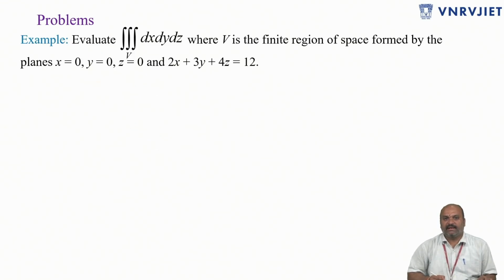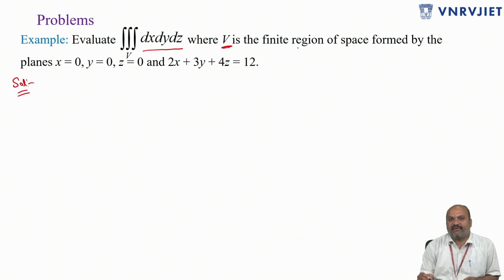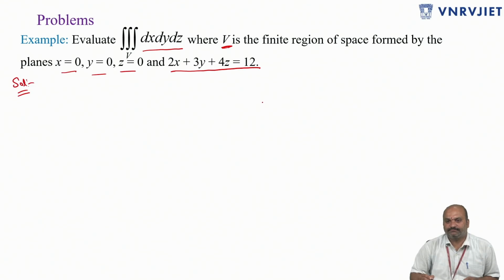Next, suppose the limits are not given, how do we identify the limits and evaluate the triple integral? We'll see one problem on this. Evaluate the triple integral over V of dx dy dz, where V is the finite region of space formed by the planes x equals 0, y equals 0, z equals 0, 2x plus 3y plus 4z equals 12. Let's draw the figure.